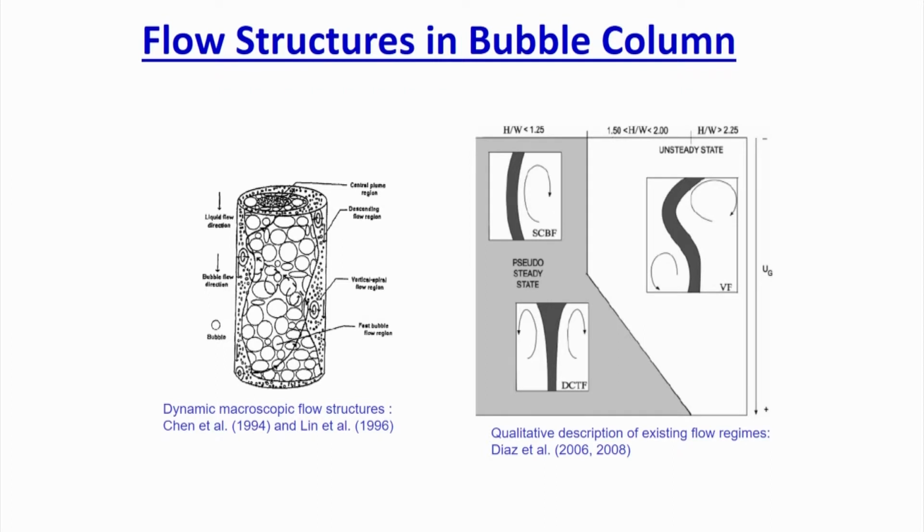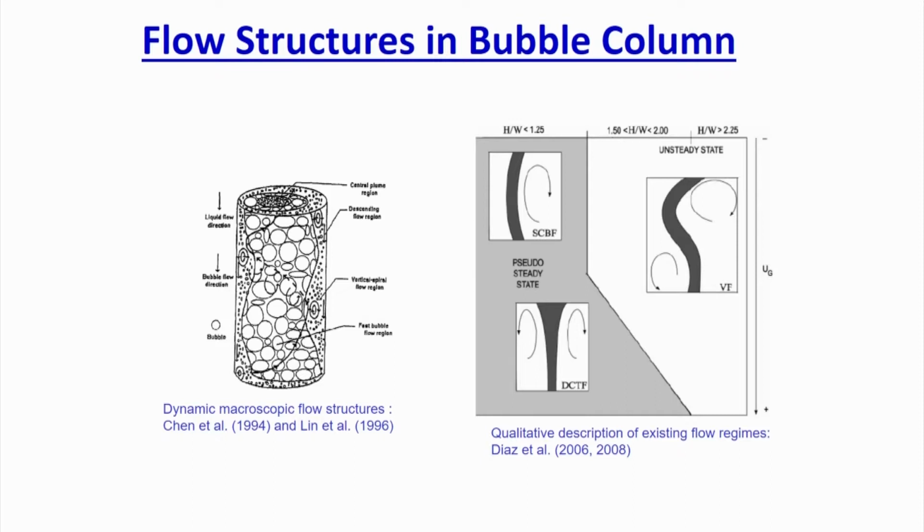Now, as I said, different shapes of the bubble are formed and different regimes exist. Because of bubble coalescence, bubble breakage and all, several typical flow structures have been found in the bubble column. These different flow structures depend on the column geometry, column dimensions, velocities, and properties of the fluids. All of these play a role in determining these structures.